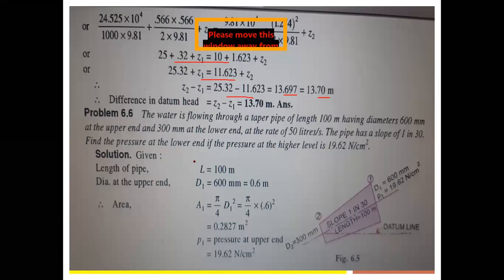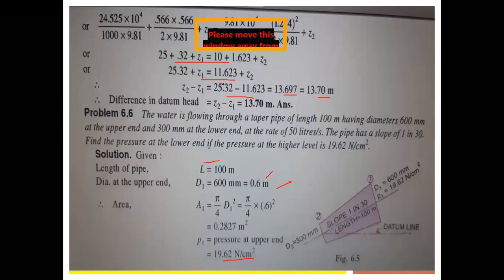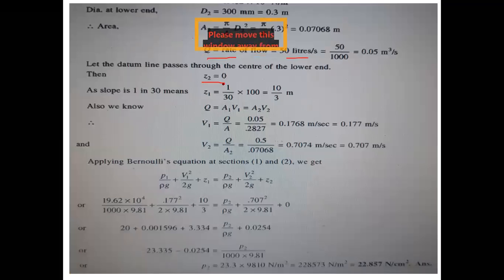So in the given data, write down the length 100 meters, D1, area, P1 that is 19.62. The slope given is 1 in 30, right? The diameter of the lower end D2 is this one, A2 is given. Q, the rate of flow, is 50 liters per second, convert it to meters cubed per second. Now let the datum line pass through the center of the lower end, then Z2 is equal to 0, right? So here Z2 is equal to 0, the datum line passing through the center line.